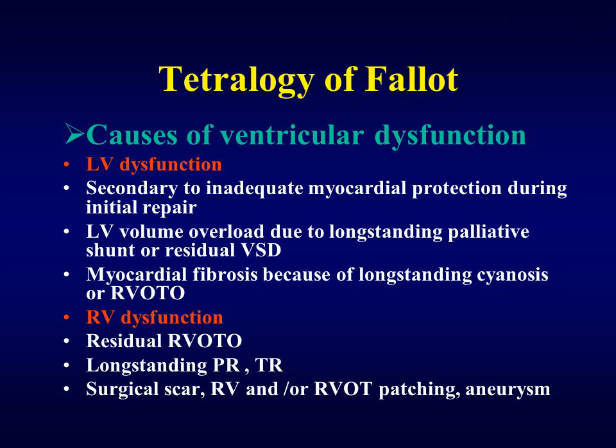Tetralogy of Fallot causes of ventricular dysfunction. LV dysfunction is secondary to inadequate myocardial protection during initial repair, LV volume overload due to long-standing palliative shunt or residual VSD, and myocardial fibrosis because of long-standing cyanosis or VOTO. RV dysfunction is due to residual VOTO, long-standing PR and TR, surgical scar, RV patching, and aneurysm.